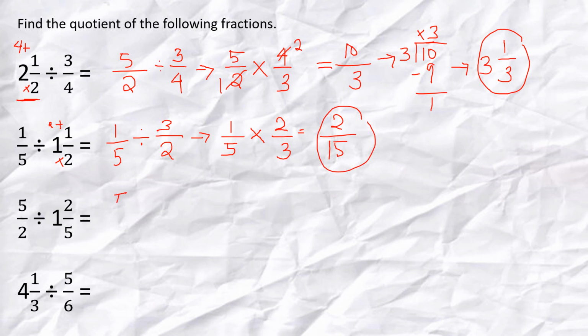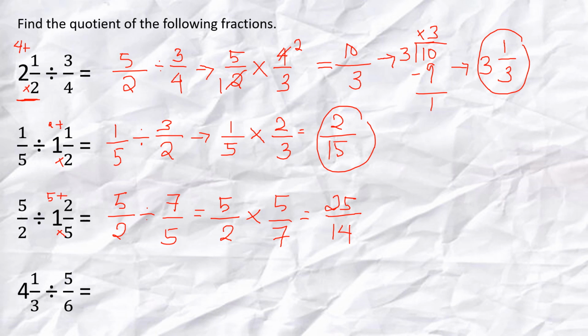And then we have 5 over 2 divided by 1 and 2/5. Change this one into improper. 5 times 1 is 5. And then plus 2, we have 7. Copy the denominator, which is 5. So we copy now your dividend, change division to multiplication, and then get the reciprocal. So we have 5 over 7. 5 times 5 is 25. 2 times 7 is 14.